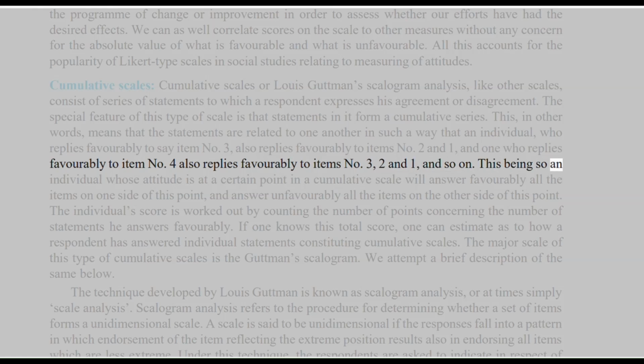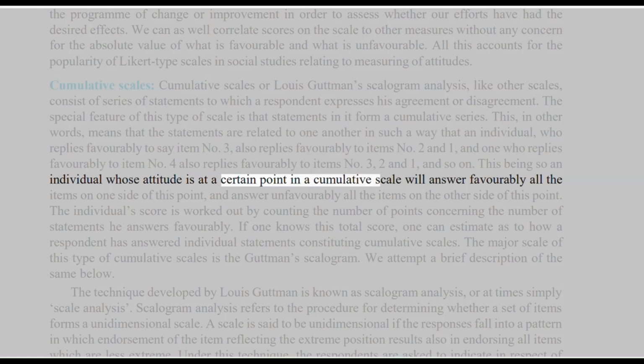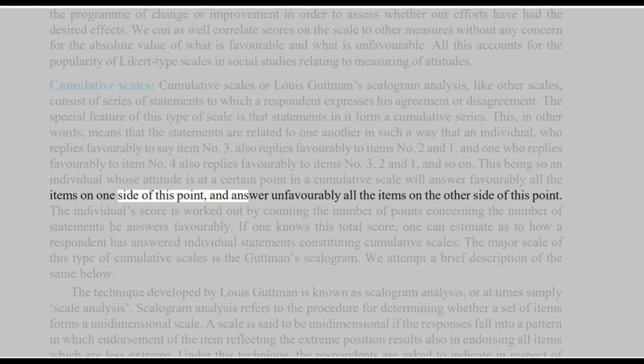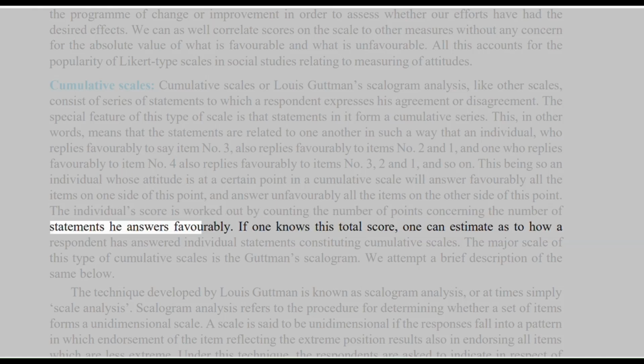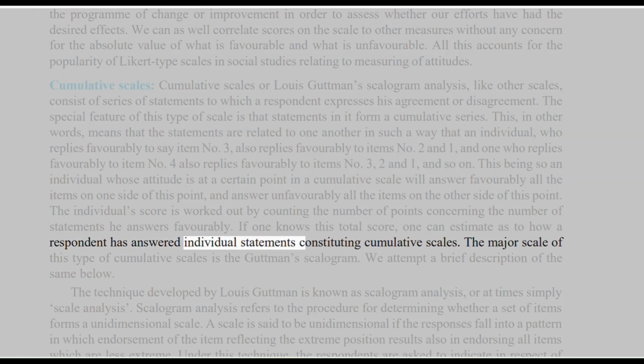This being so, an individual whose attitude is at a certain point in a cumulative scale will answer favorably all the items on one side of this point and answer unfavorably all the items on the other side of this point. The individual's score is worked out by counting the number of statements he answers favorably. If one knows this total score, one can estimate how a respondent has answered the individual statements constituting the cumulative scale.